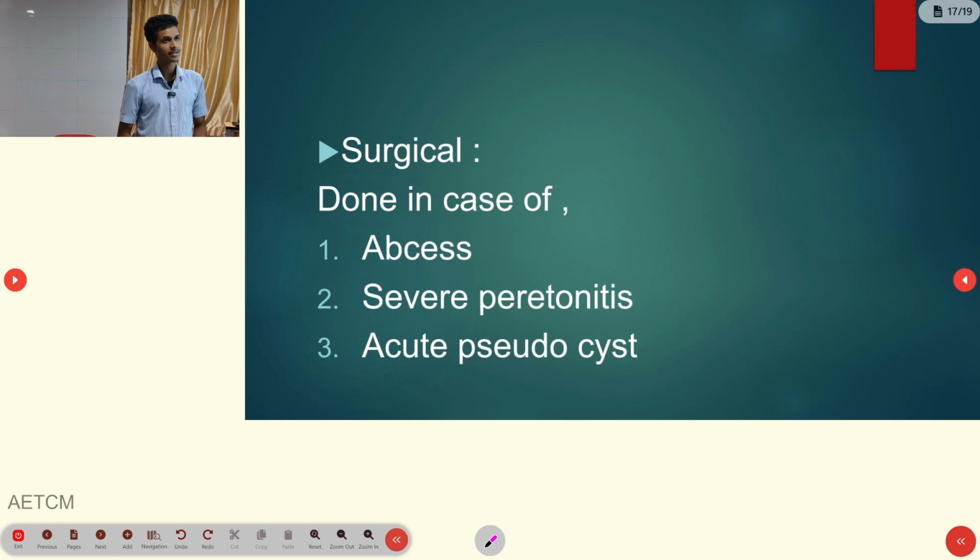So surgical management: we will go for it if the person develops pancreatic abscess, severe peritonitis, or acute pseudocyst. Then we will manage with a surgical approach.